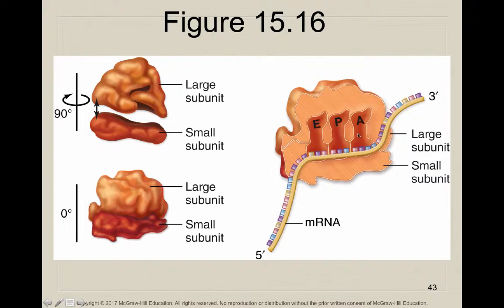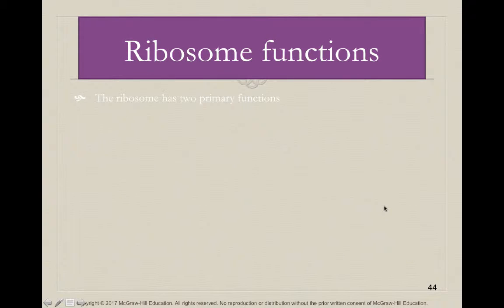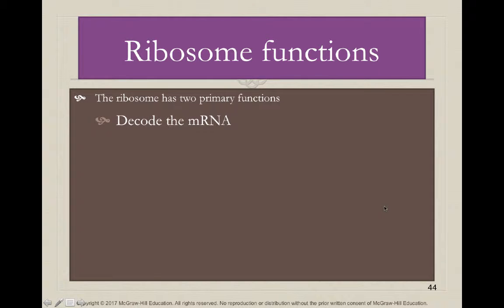The A site, which is where the transfer RNA that is bringing in the next amino acid that needs to be added to the chain lodges. You have the P site, which is the site that holds the transfer RNA that has the polypeptide chain attached to it. And then the E site, which is the site where the empty tRNA will go to be ejected out of the ribosome. So a ribosome has two major jobs.